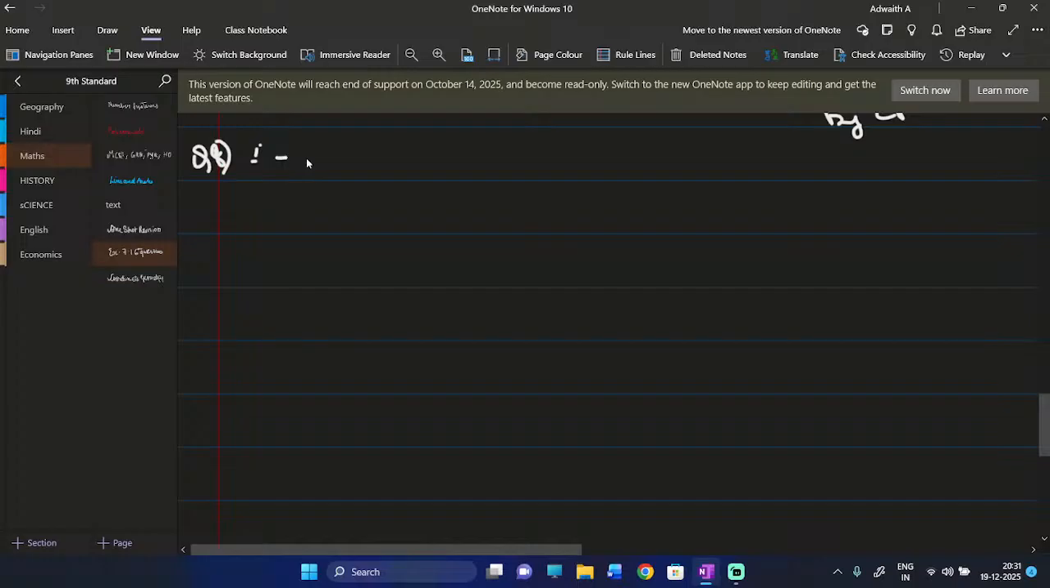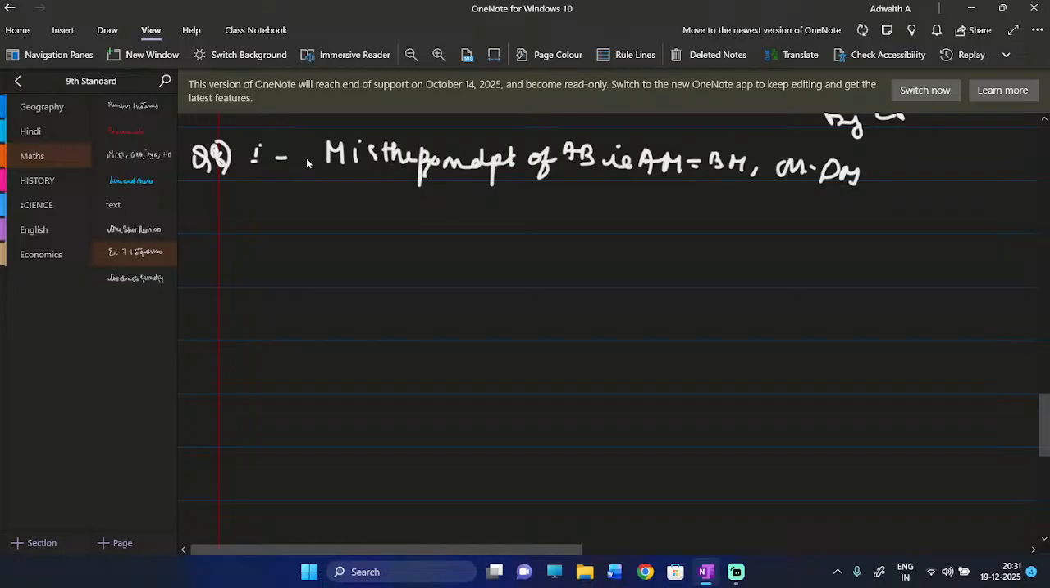Given in right triangle ABC, M is the midpoint of AB, that is AM is equal to BM, and CM is equal to DM. To prove: triangle AMC is congruent to triangle BMD, angle DBC is a right angle, and everything, with proof.